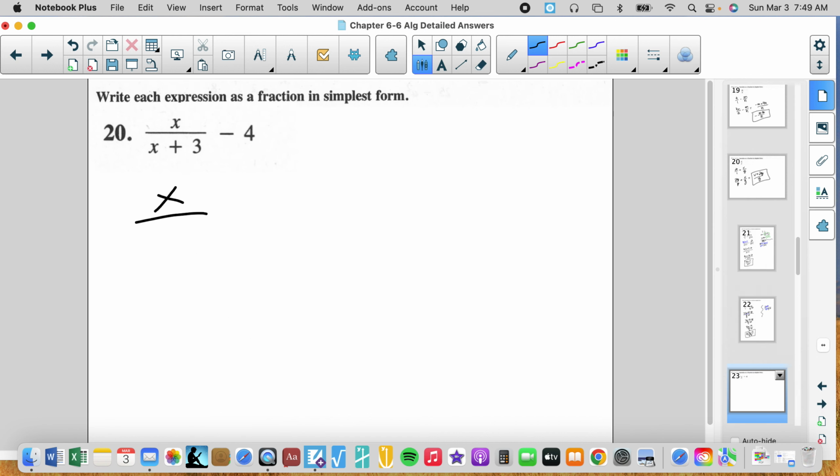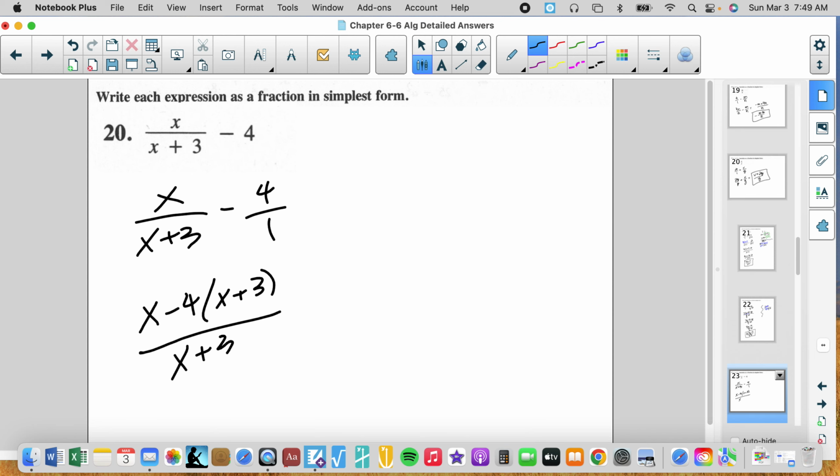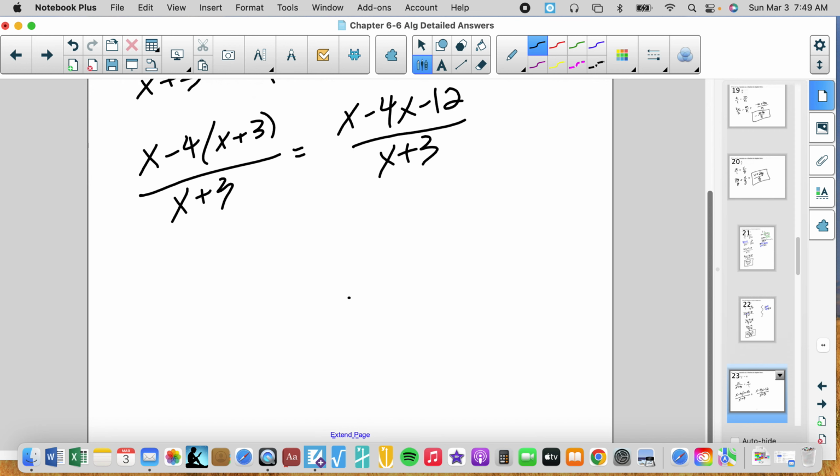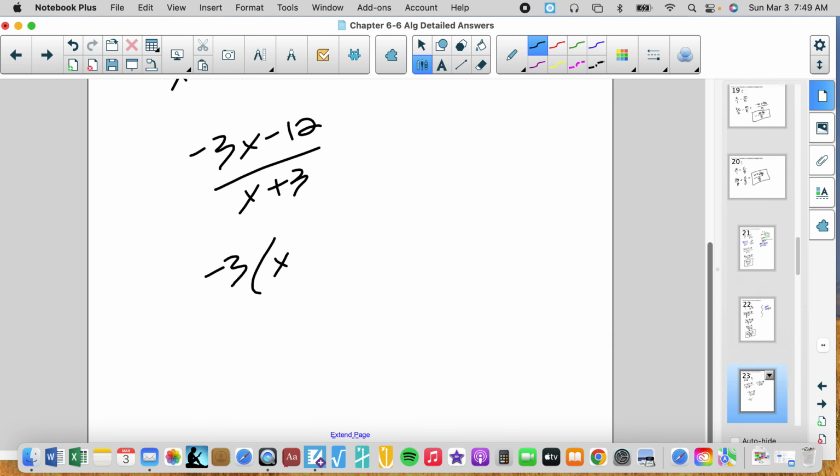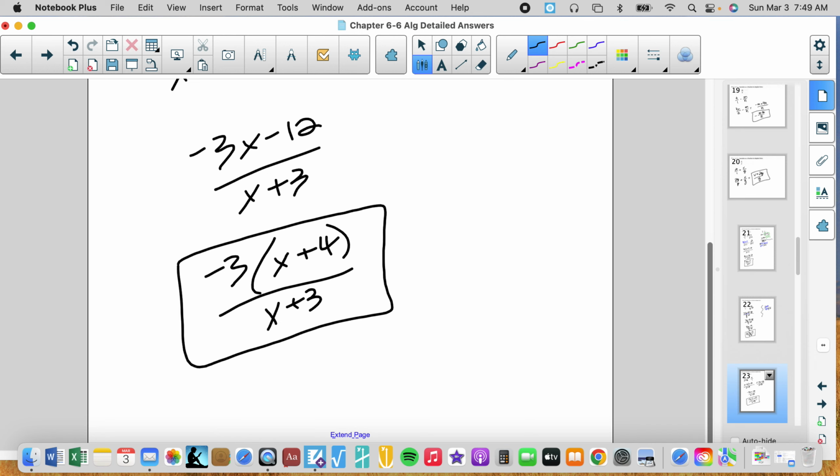All right, x over x plus 3 minus 4 over 1. You get x minus 4 times the quantity x plus 3 over x plus 3, which gives us x minus 4x minus 12 over x plus 3, which simplifies to negative 3x minus 12 over x plus 3. Let's factor out a negative 3. We get x plus 4 over x plus 3. I like that. If you want to throw the negative out there, you can throw it out. That's fine.